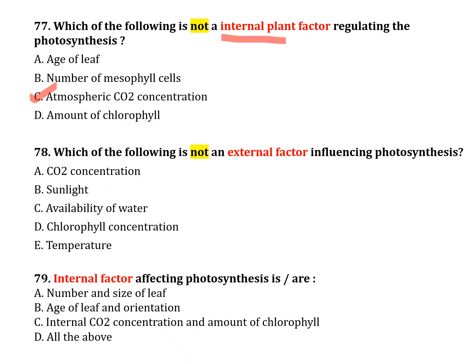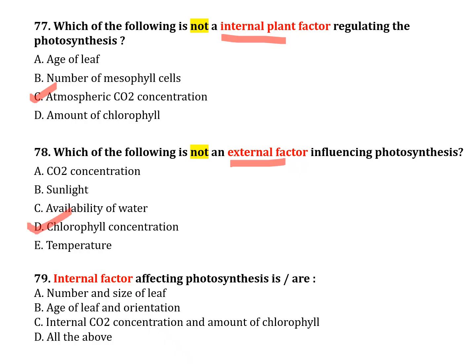The next question, number 78. Which of the following is not an external factor influencing photosynthesis? Option A, carbon dioxide concentration. Option B, sunlight. Option C, availability of water. Option D, chlorophyll concentration. Option E, temperature. Correct answer is option D, chlorophyll concentration.